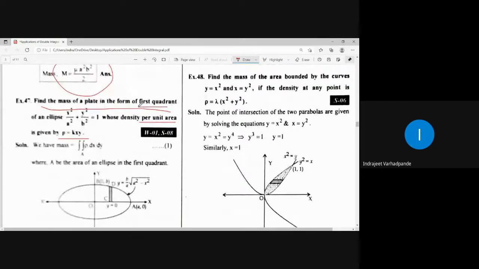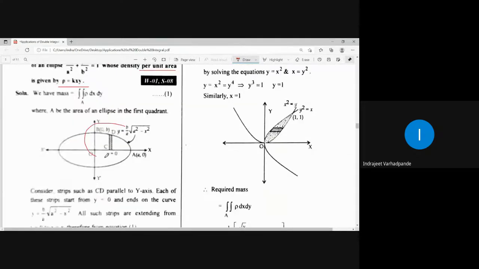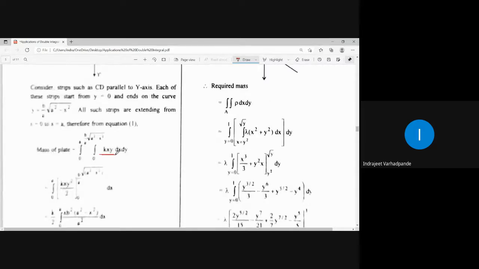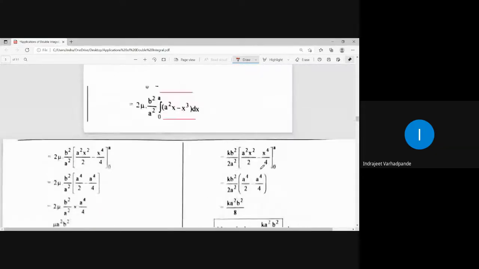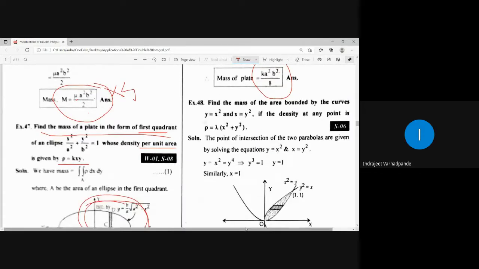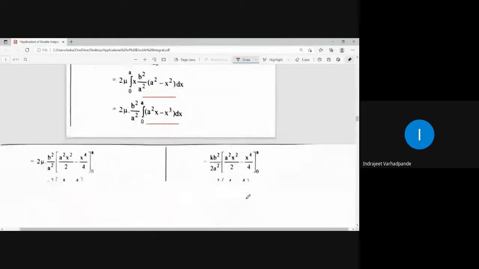They have also said first quadrant, so we will not multiply it by 4. We will just concentrate on this quarter portion and get the answer. Limits will be the same, but how is rho given, k xy, whereas there it was mu xy, so the integration will be done appropriately and you get the answer. Here it is coming out as k a square b square by 8, as it was multiplied by 4, here that got reduced, therefore it was 2, so mu a square b square by 2. Again in the same form, the next portion.